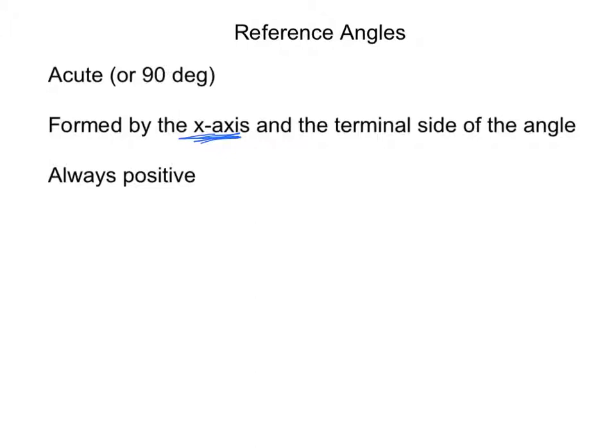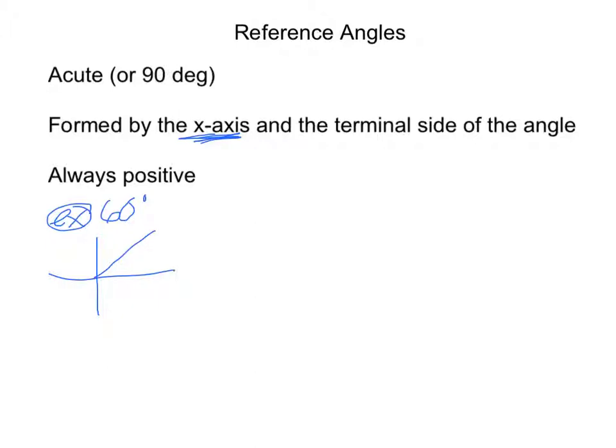So we're just going to do a couple of examples to find a reference angle. So the first one we're going to do is we are going to find a reference angle for 60 degrees. And all I'm going to do at first is I'm just going to draw a 60-degree angle. So I know that's between 0 and 90, so it's going to have a terminal side in the first quadrant.